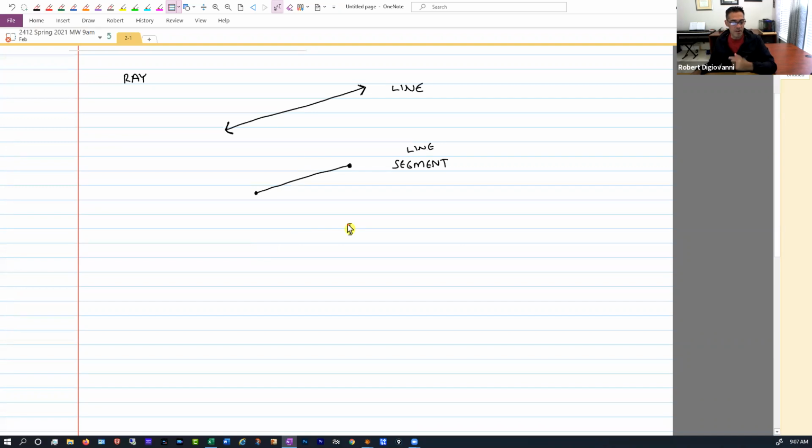Then you have the concept of a ray. A ray is, again, the points on a line, but you stop at one point and you go the other direction forever. Okay, this is what a ray is. It doesn't matter which way your ray goes. You just have to have a stopping point and then the other direction forever. Okay, so that's a ray. We good?